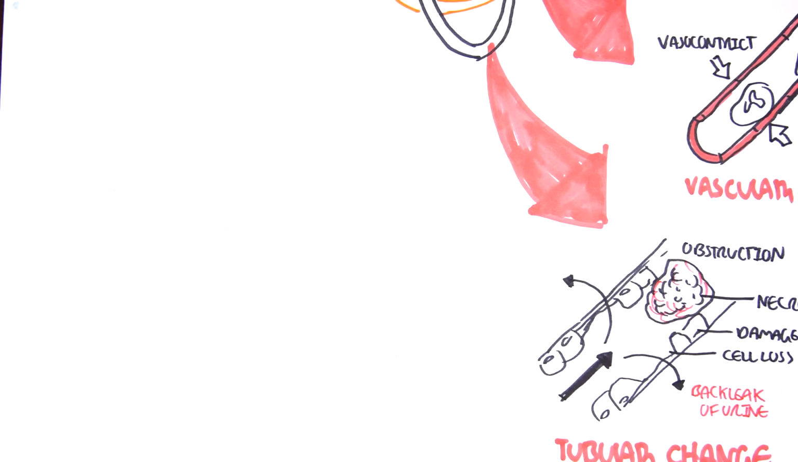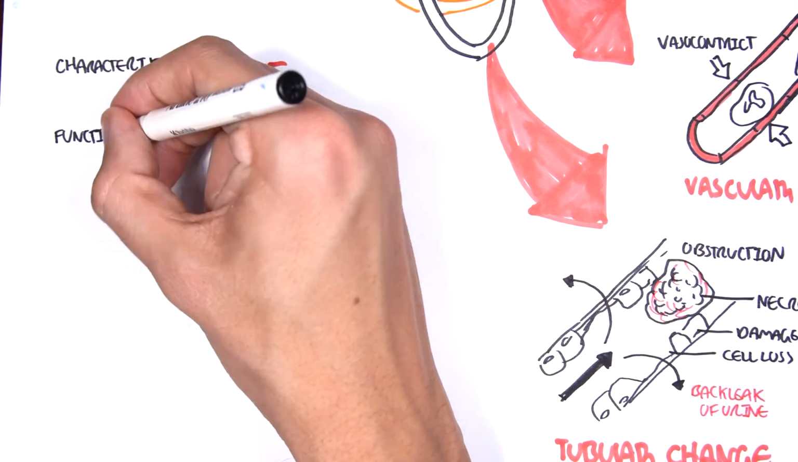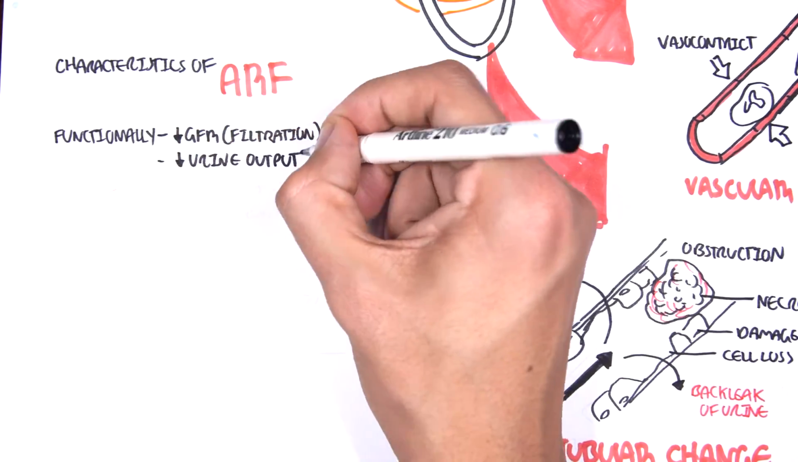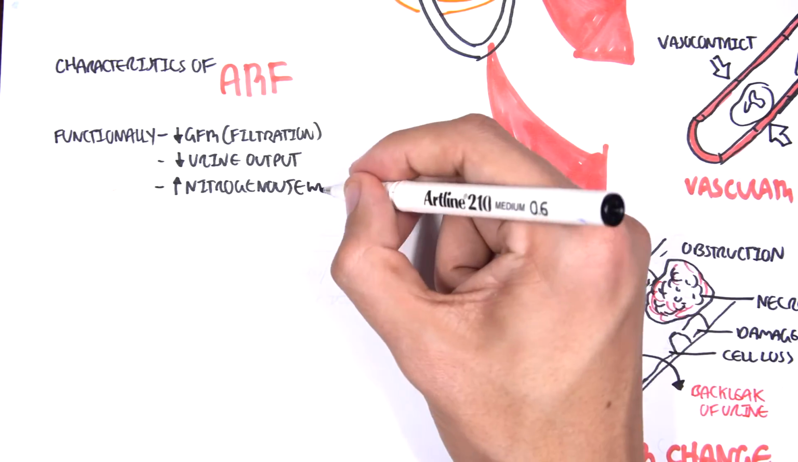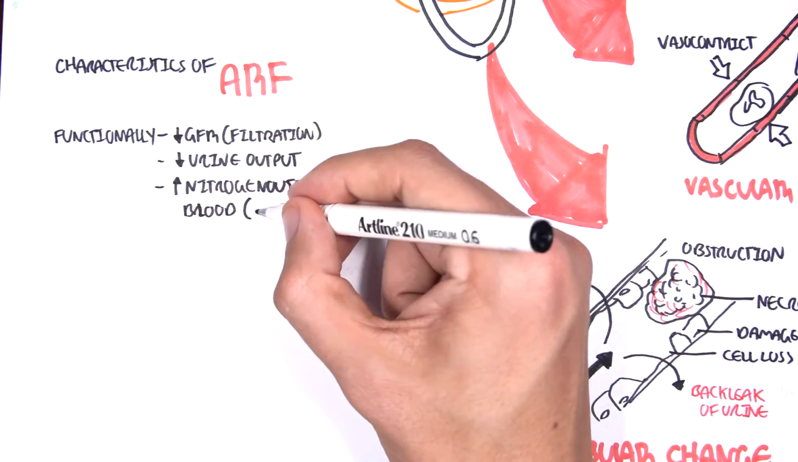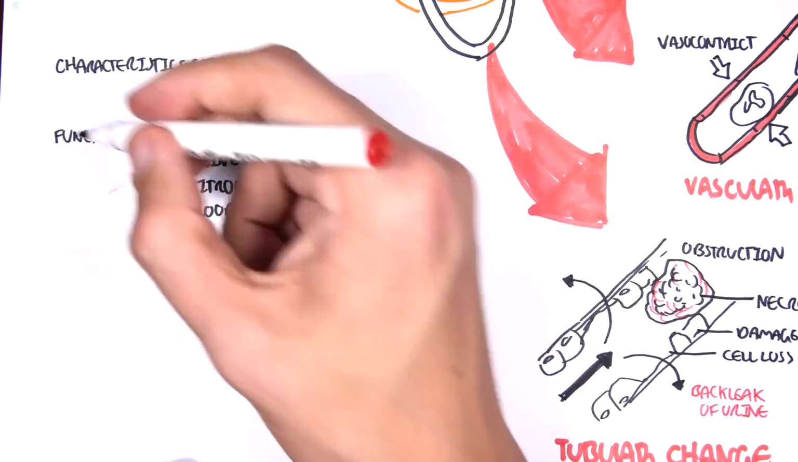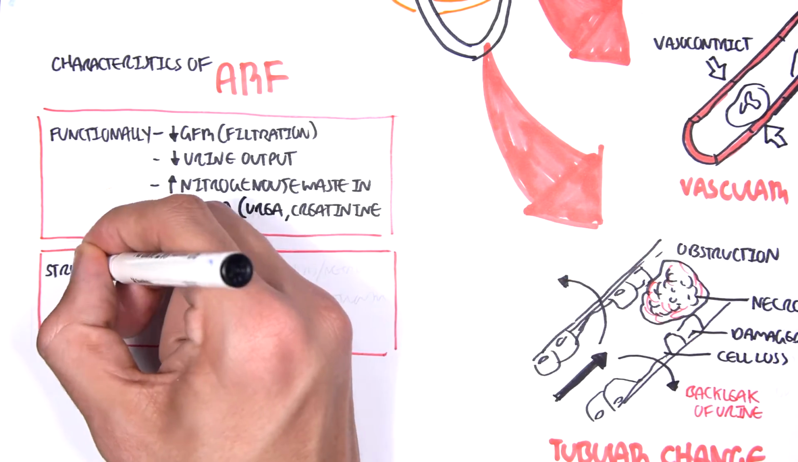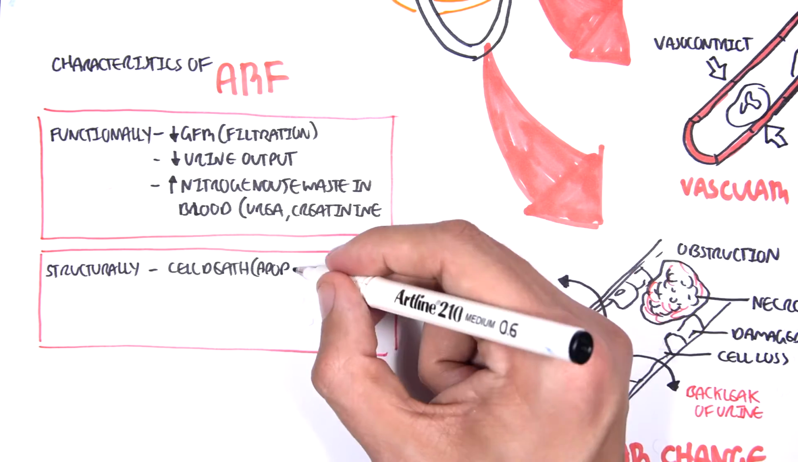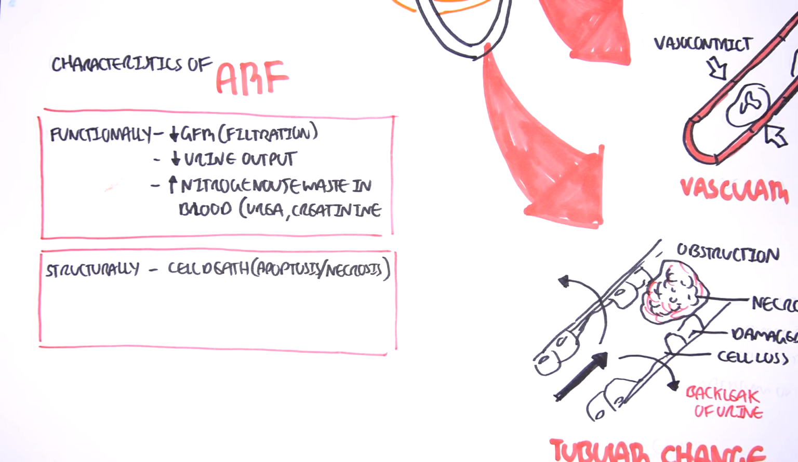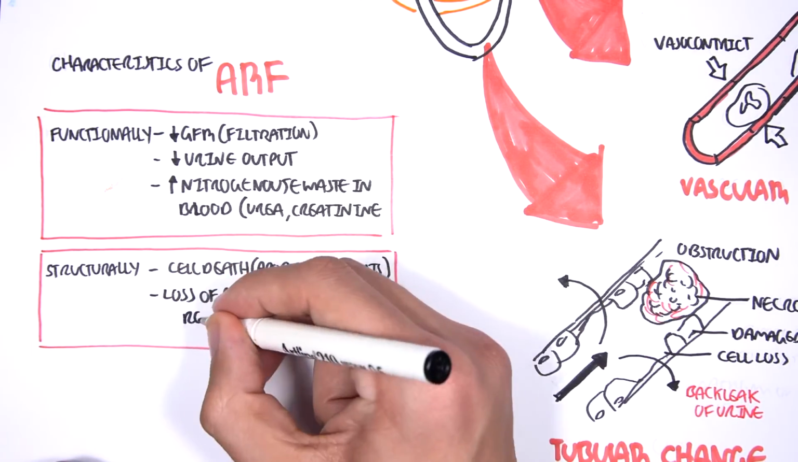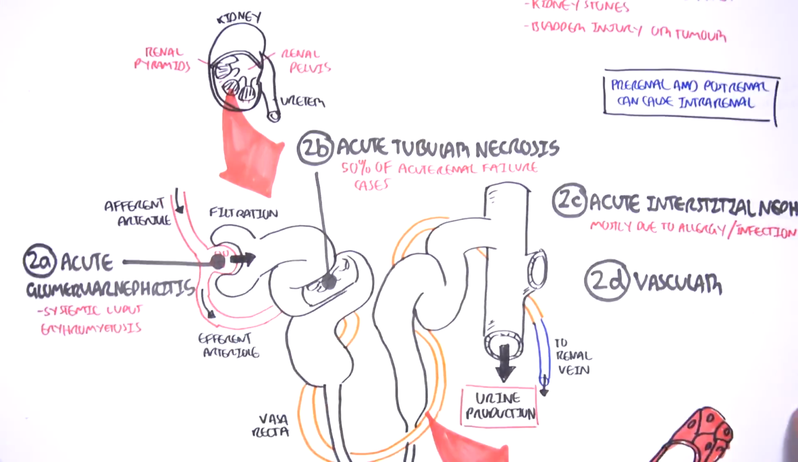Okay, so now just quickly going over the characteristics of acute renal failure. Functionally, we have, remember, a decrease in GFR, the filtration. This will lead to a decrease in urine output, and we will have, as a result of some problems in the tube, an increase in nitrogenous waste in the blood, such as urea and creatinine. And this is what we can use to measure the severity of acute renal failure. Structurally, in acute renal failure, we have cell death due to apoptosis or necrosis, as well as loss of adhesion to intrinsic renal cells. And this will lead to obstruction and stuff like that.